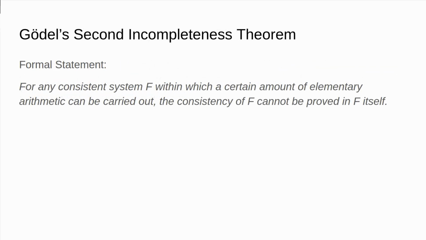Gödel's second incompleteness theorem states that for any consistent system F within which a certain amount of elementary arithmetic can be carried out, the consistency of F cannot be proved in F itself, meaning that any consistent formal system cannot be proved to be consistent just by using the axioms and inference rules of the system F.